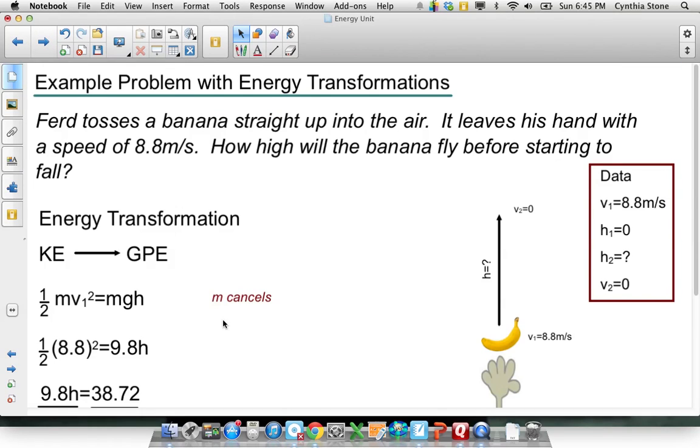Okay, another example. Ferd tosses a banana straight up into the air. It leaves his hand with a speed of 8.8 meters per second. Somehow he knows, right? There's Ferd. That's a visual approximation of Ferd's hand. I'm not supposed to give you any pictures of Ferd, but there's a visual approximation of his hand. It leaves his hand at 8.8 meters per second, goes straight up, and the question is, how high will the banana fly before starting to fall again?